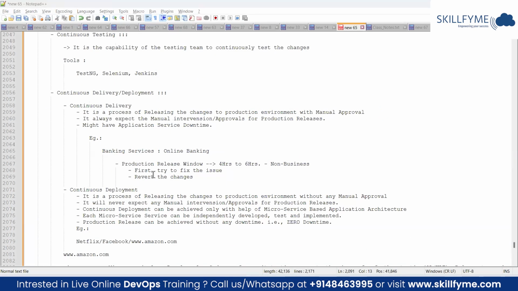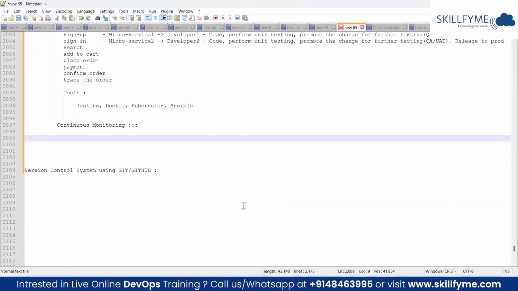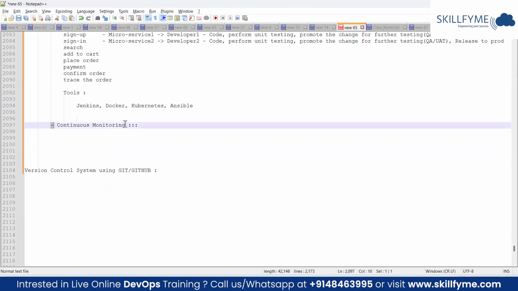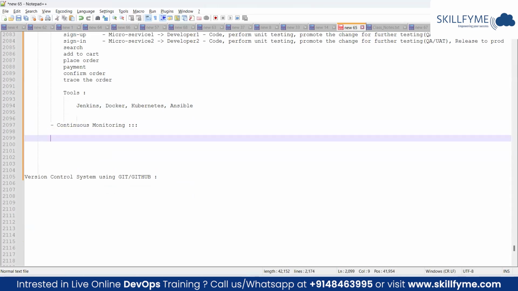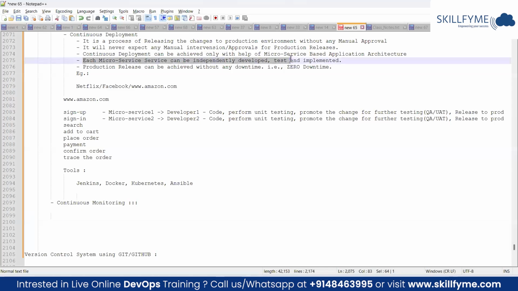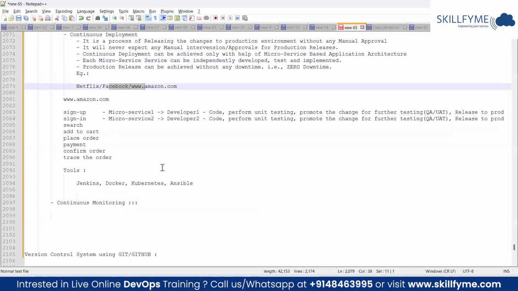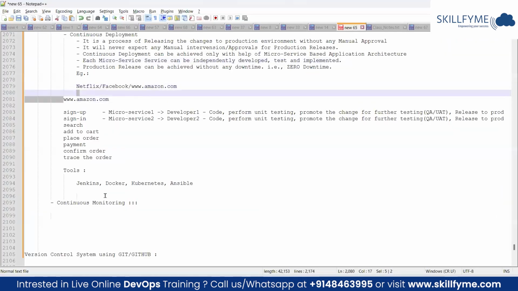Easy. So once you're clear with this, then comes your continuous monitoring. Though it is mentioned as the last activity, it is a very essential activity actually. Assume that I have created my microservice application architecture and deployed it to the production environment. My production application is live now, used by thousands and thousands of users. It doesn't mean that I'm done with my work. After the production implementation, your actual work starts.